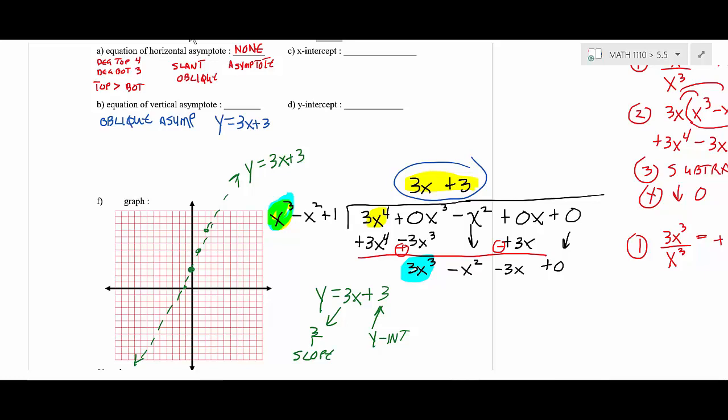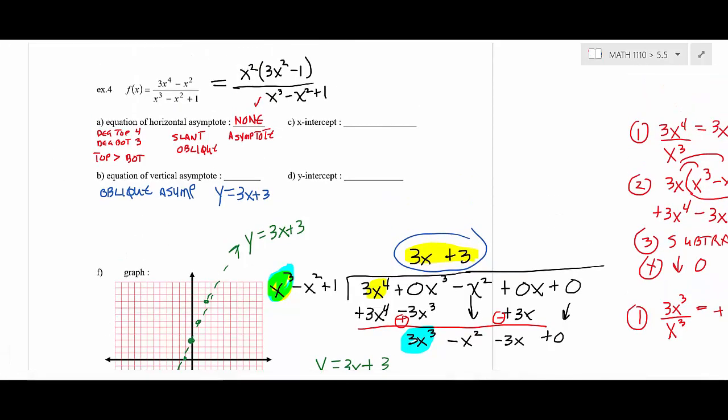The next thing we have to do the calculator on. I probably could have come up with something a little simpler, but what you want to do to find the vertical asymptote is you want to set the denominator equal to 0.